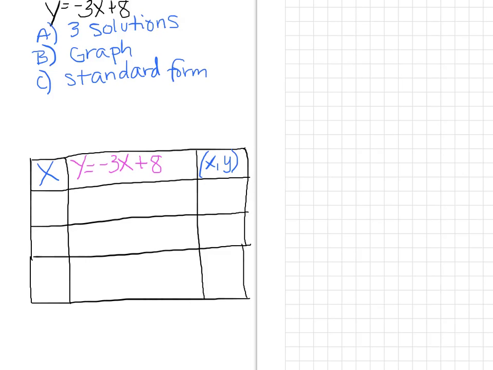Okay? So those are the things that I'm going to be looking for tomorrow. Okay? You can choose whichever values of x you would like, and you can graph it on your graph paper.